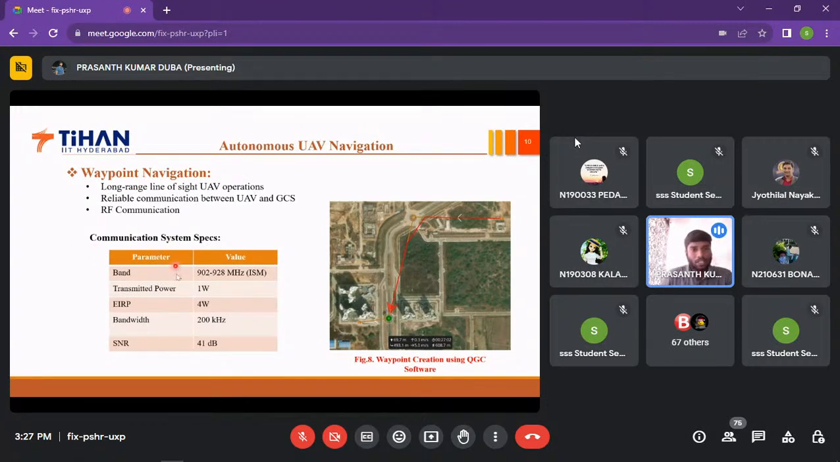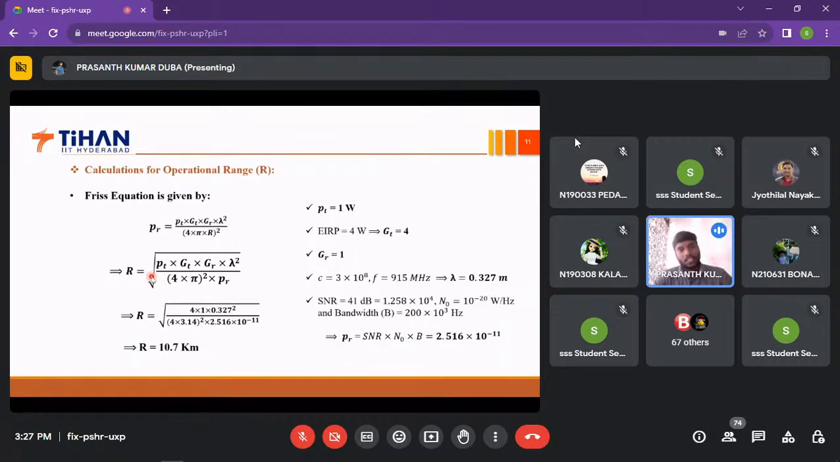Coming to the communication system, as I mentioned, these are the communication parameters at which I have used the radio communication with the following specification: what is the transmitted power, EIRP, bandwidth, and the SNR. So we'll go for a small calculation. I have assigned a flight for 1.5 kilometers. Whether my communication system will hold or not, I am checking now. For that, I need to find the range.